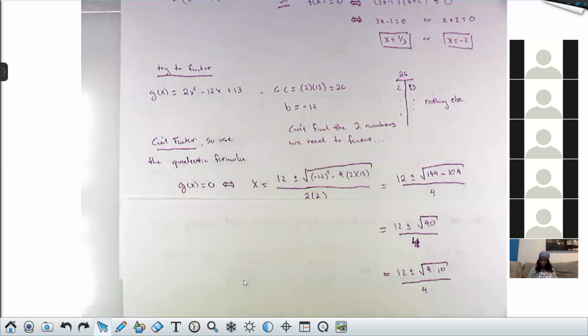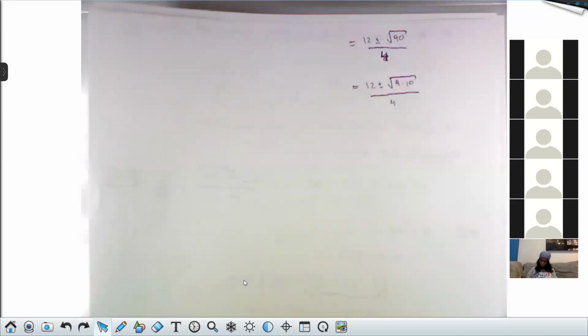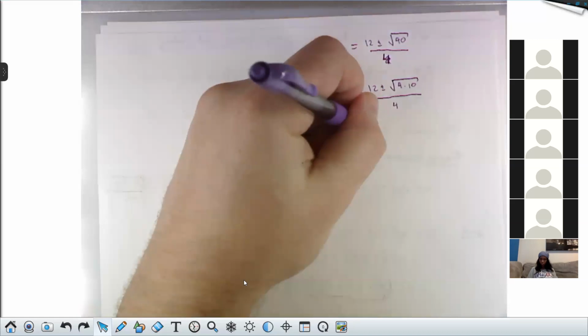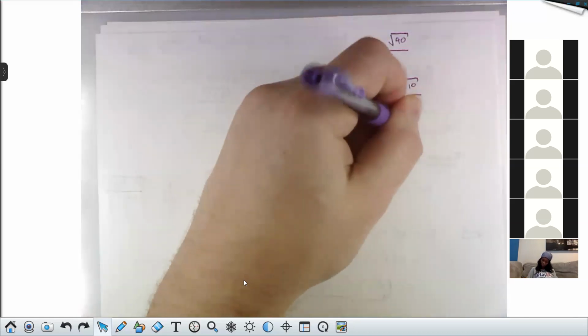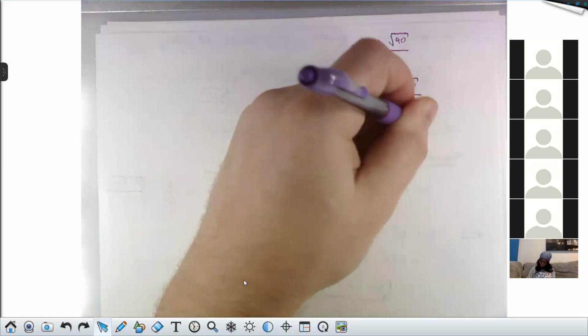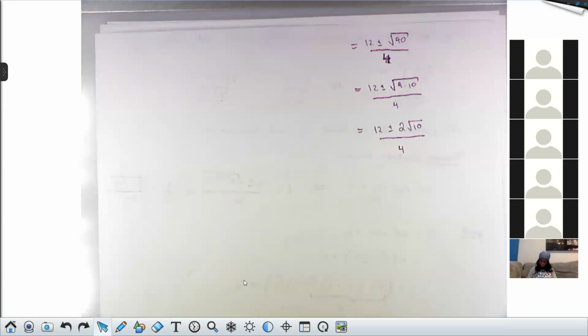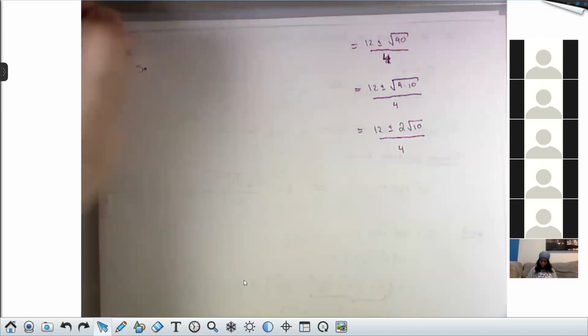And then the square root of 4 times 10, that's the square root of 4 times the square root of 10. So this is 2 times the square root of 10. And then downstairs is still the 4. All right. So, sorry about that.